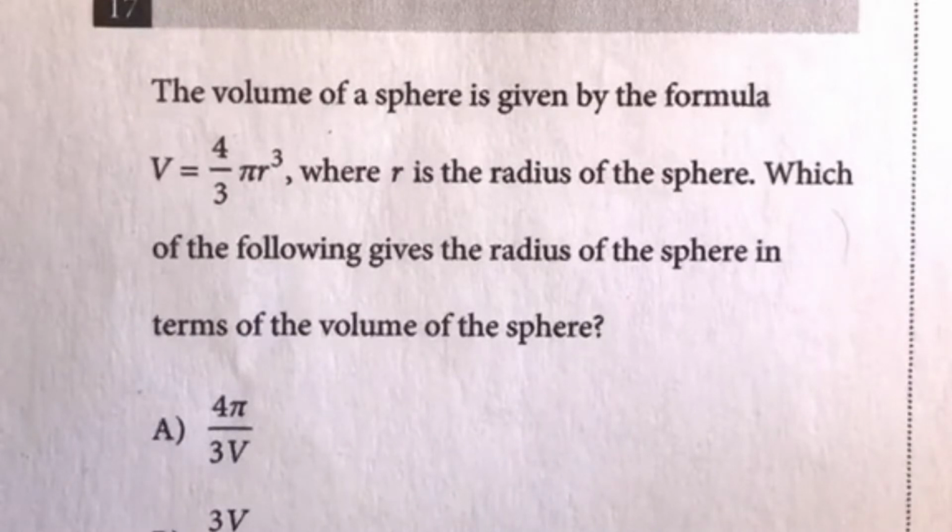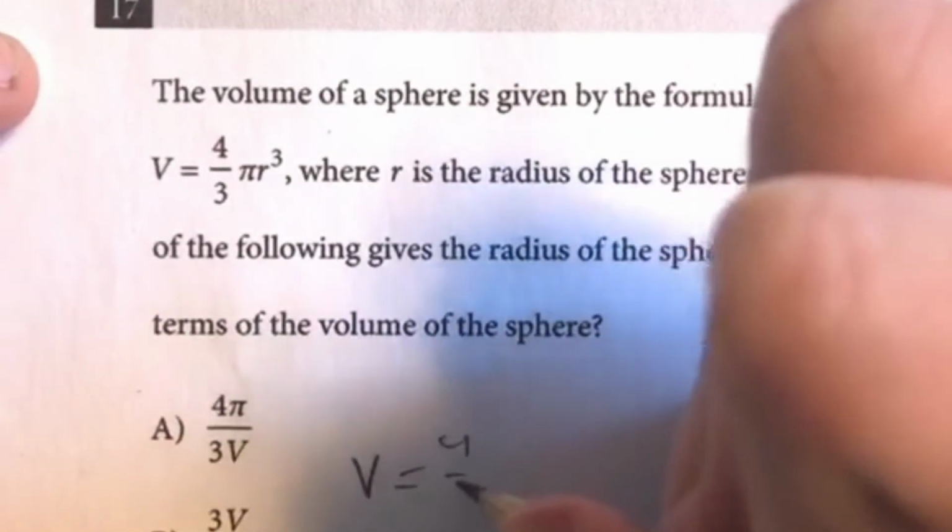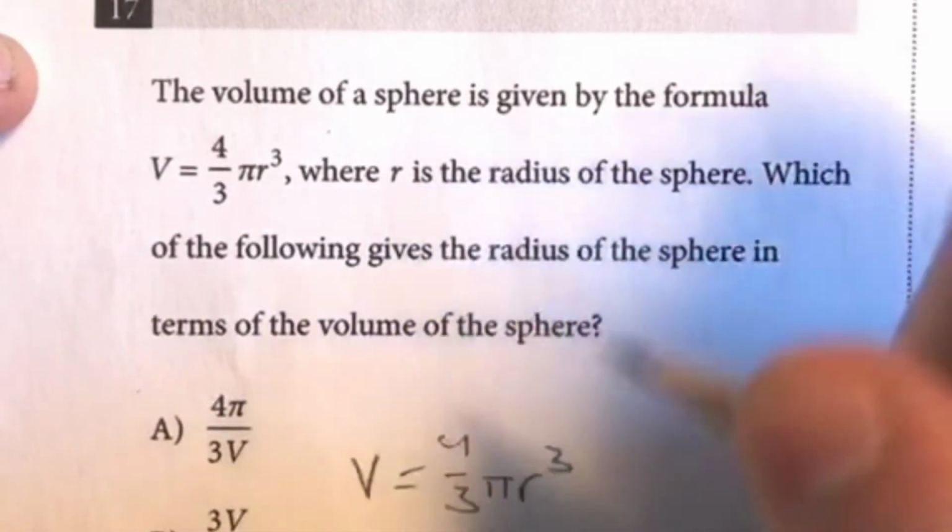Number 7. The volume of a sphere is given by the formula V equals 4/3 pi r cubed, where r is the radius of the sphere. Which of the following gives the radius of the sphere in terms of the volume of the sphere? So all this is asking us to do is to rearrange this equation in terms of r. We've got to isolate r by itself.